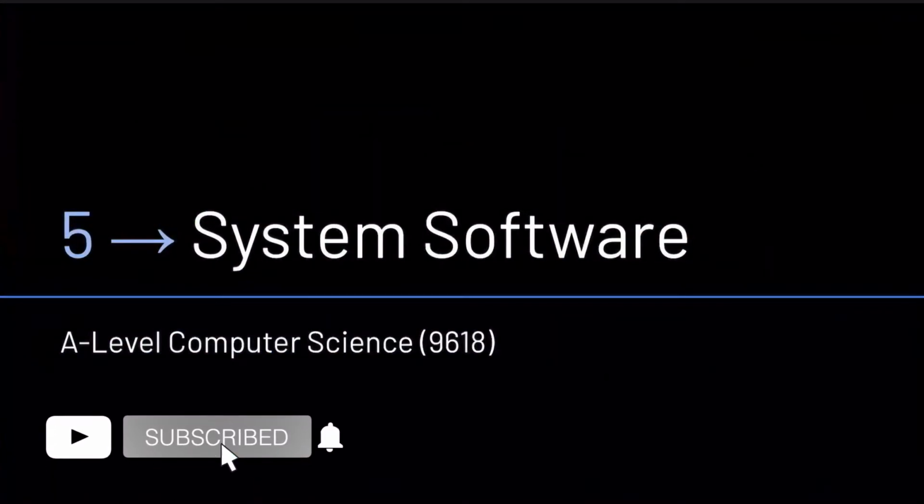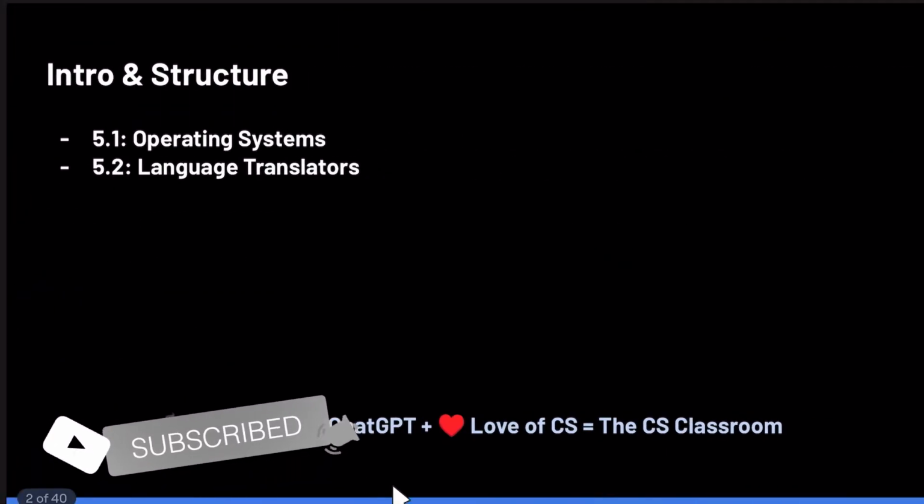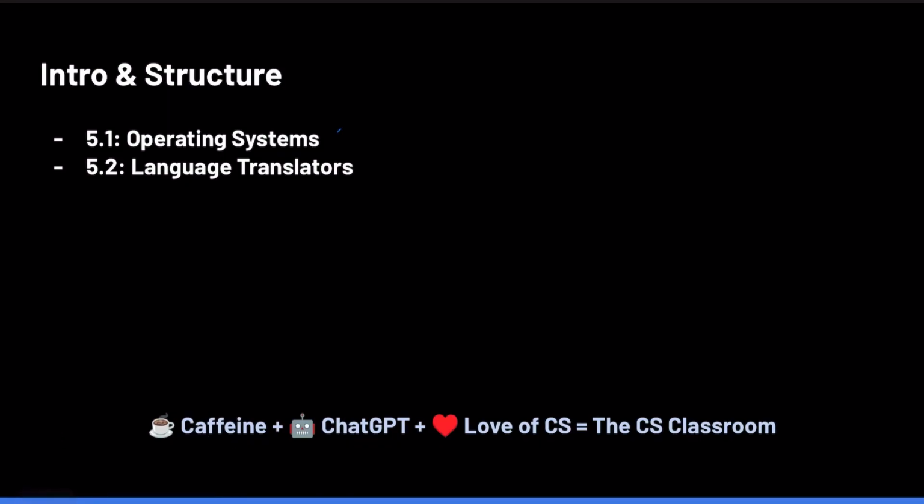Today we're going to cover topic 5, system software. There are two sections. The first one focuses on operating systems and the next one focuses on language translators. And this is basically referring to how code in programming languages is translated into machine code.